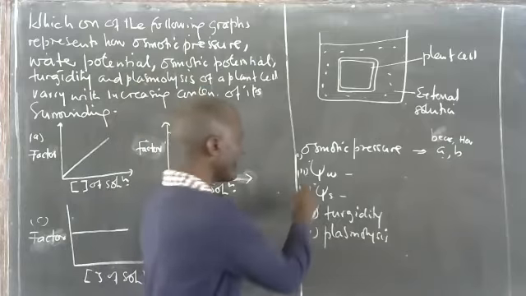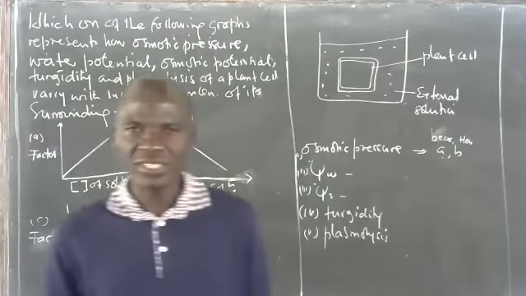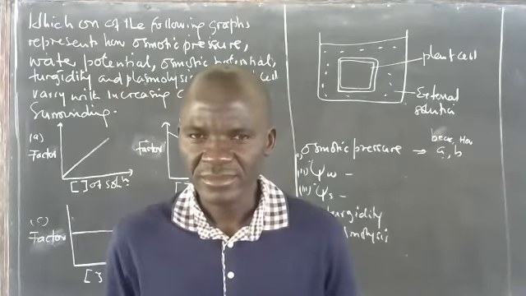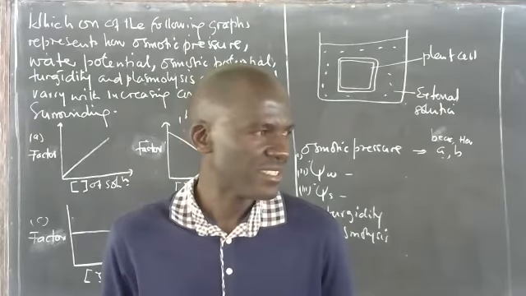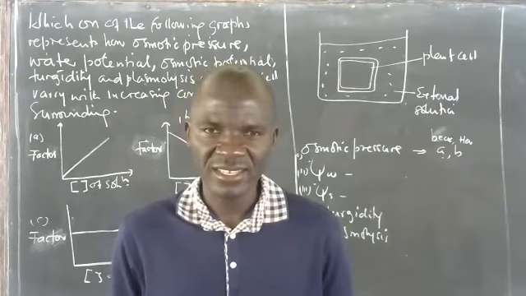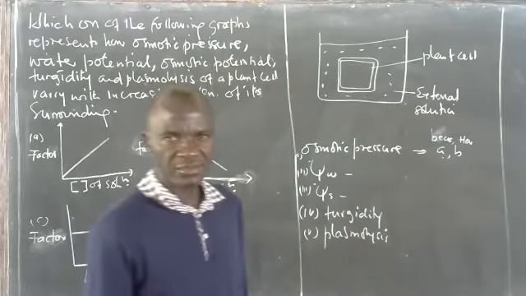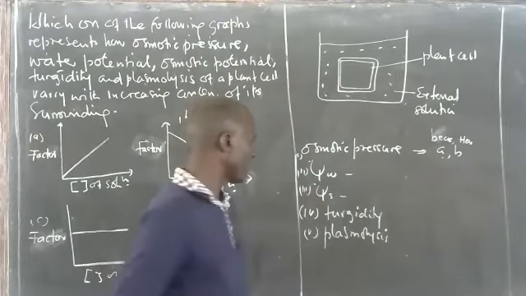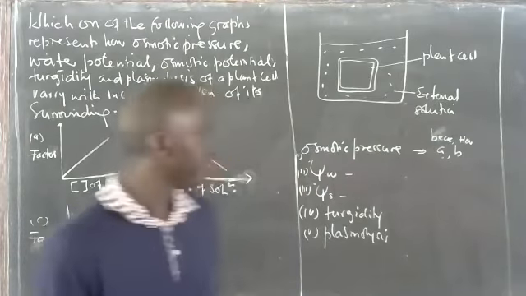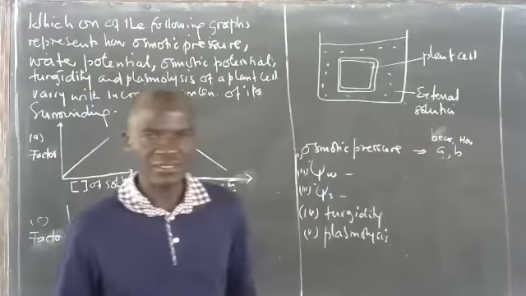Okay. What about water potential? How would it vary? We are going to discuss later. Let me first give us the graphs, then we'll discuss them later. How will water potential vary with the concentration of the surrounding?